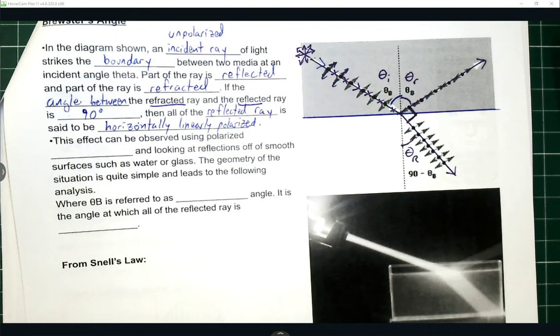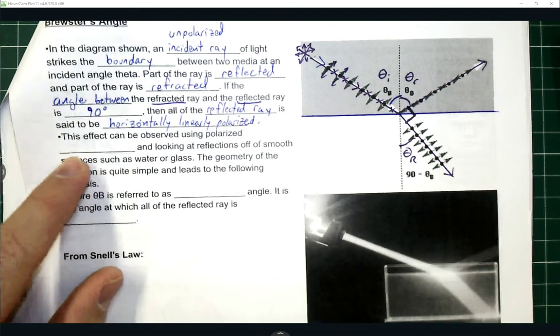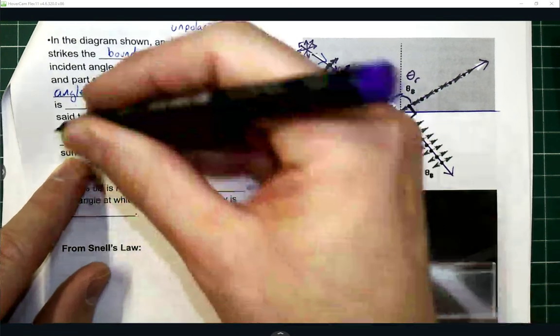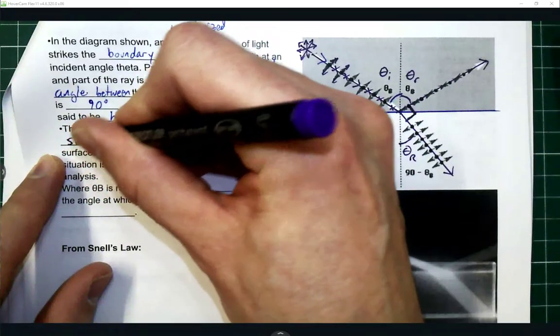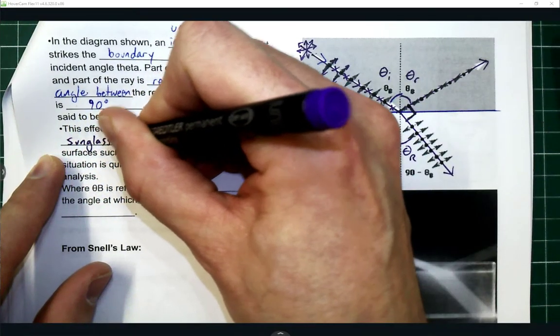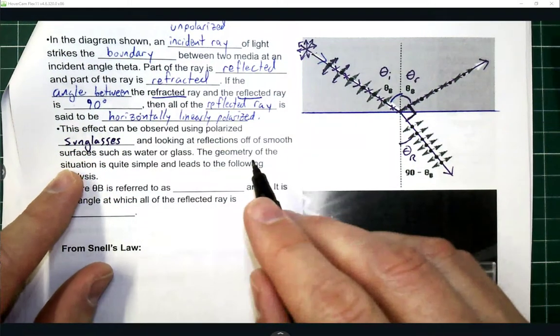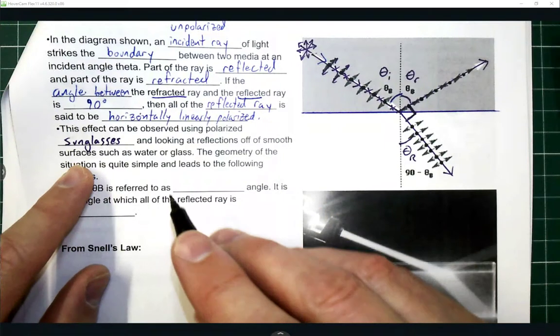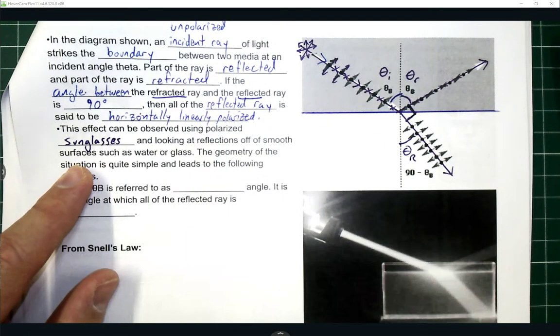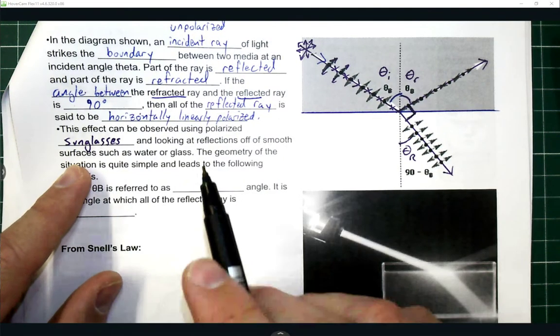So this effect can be observed using polarized sunglasses and looking at reflections off of smooth surfaces such as water or glass. And I mentioned the idea of looking at hoods of cars or looking at water at the beach or whatever. These horizontal surfaces show this pretty well.